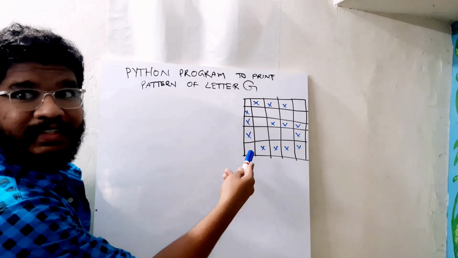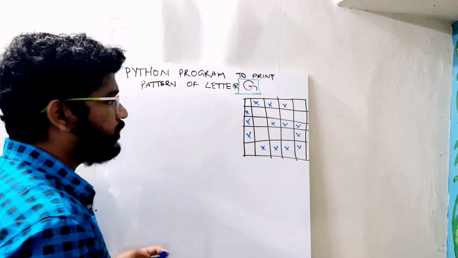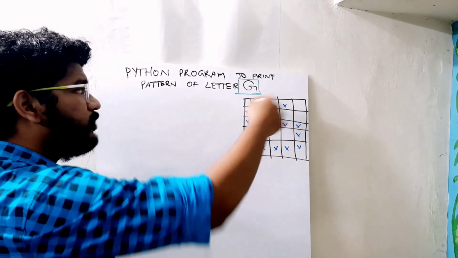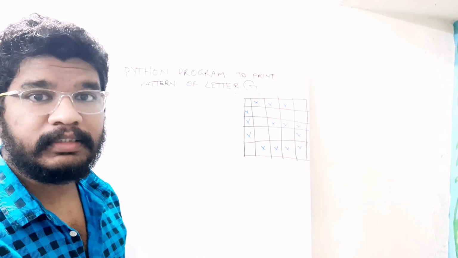So this is the G I'm going to print. It will look like this. So now let's see how to print this type of G. Basically the concept is the same here also. We'll just print the rows and columns. Here there are some specific conditions to print stars and spaces.